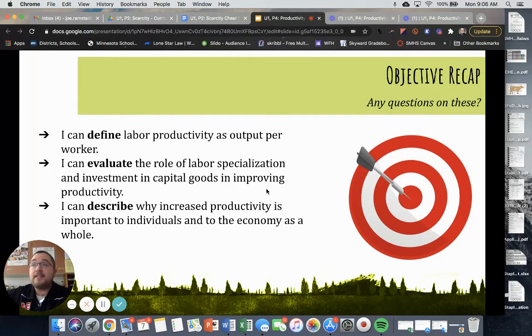We will be scaffolding and building on this here in the next slide deck, which will talk about production possibilities frontiers.